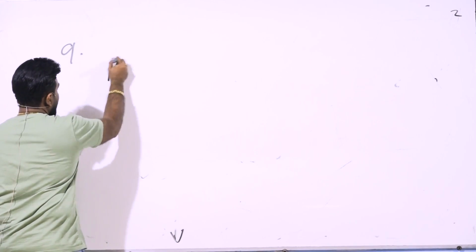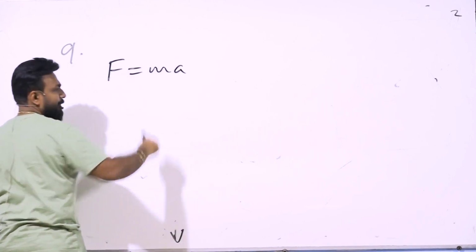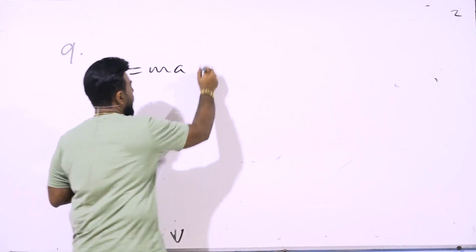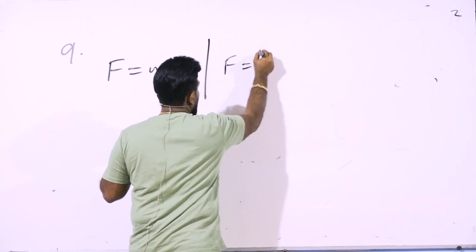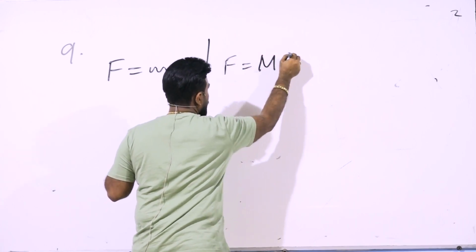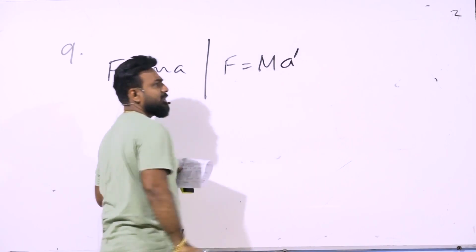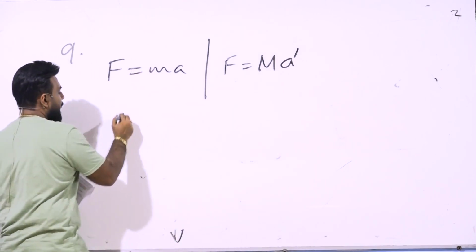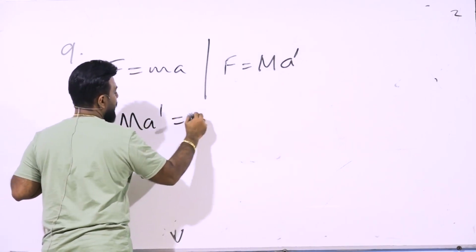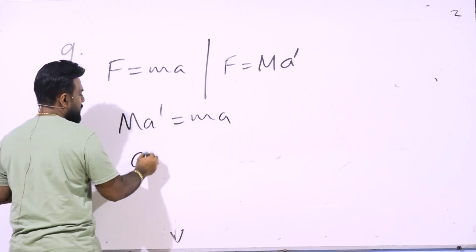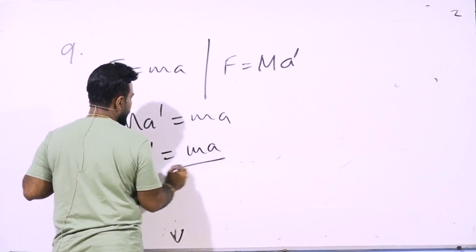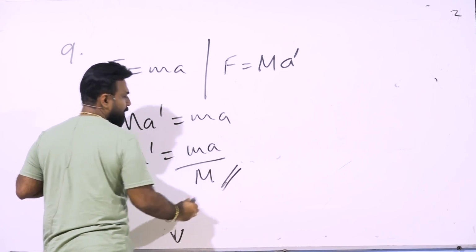Now you can write F equals ma, and for the other object, the same force but a different mass, so a different acceleration, Ma'. And Ma' equals m a. So a' equals m a divided by capital M.